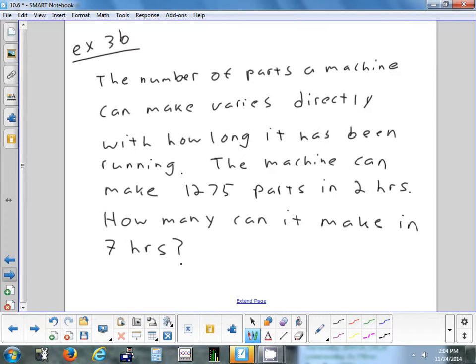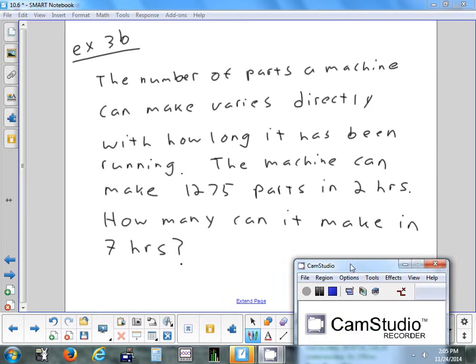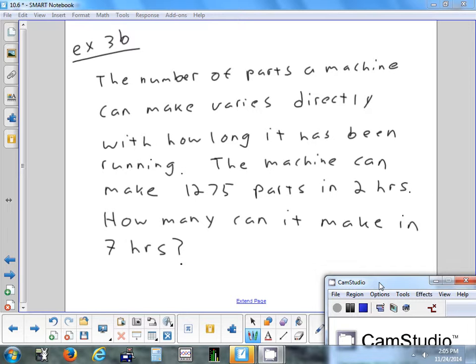Next one. The number of parts a machine can make varies directly with how long it has been running. The machine can make 1,275 parts in 2 hours. How many can it make in 7 hours? Take 30 seconds, because you have this example on your sheet. Don't worry about solving it right now. Mr. Hager and I just want to walk around and make sure you're setting it up correctly. Just worry about setting it up, just like we did. If you're not sure, look at the last one.